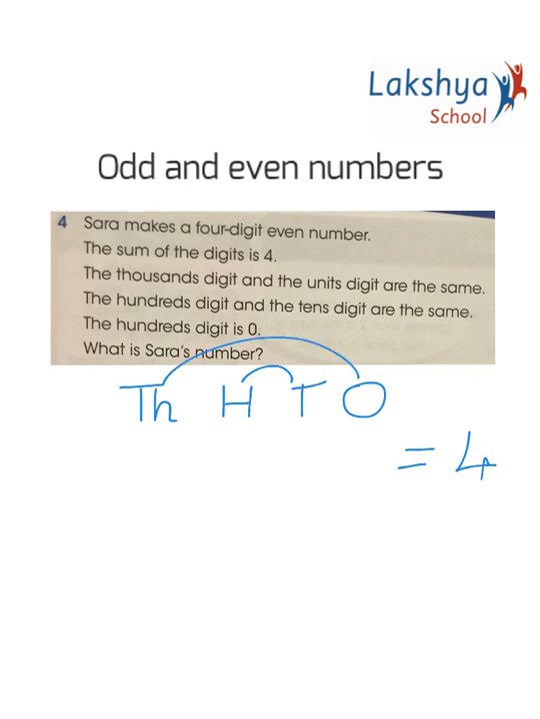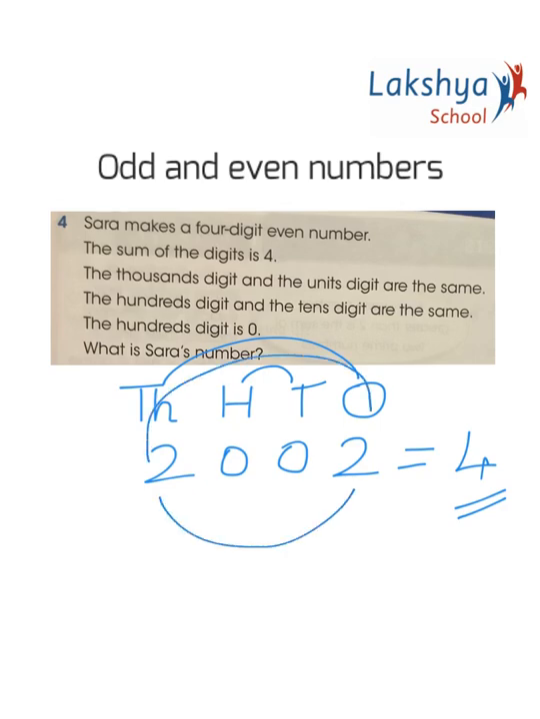When you look here, it should add up to 4. So, the number would be 2002, because the thousands and ones places are the same, having the digit 2, and the hundreds and tens places are 0, which add up to 4. Since this is an even number, you cannot write it as 1111.